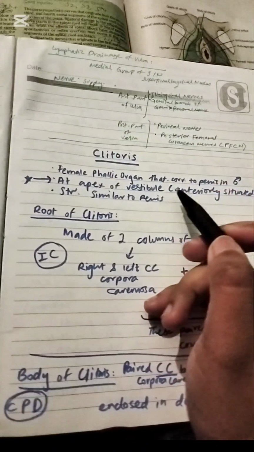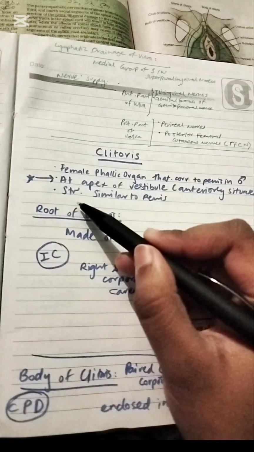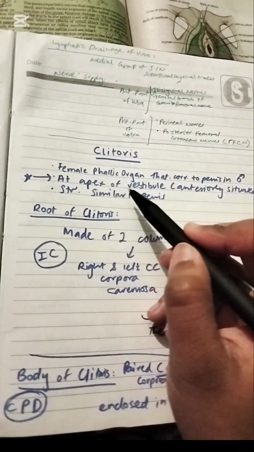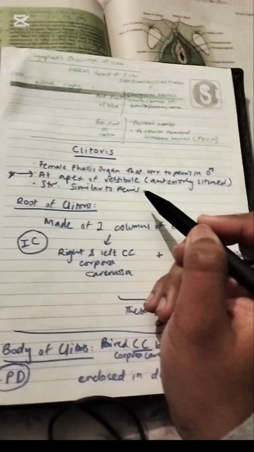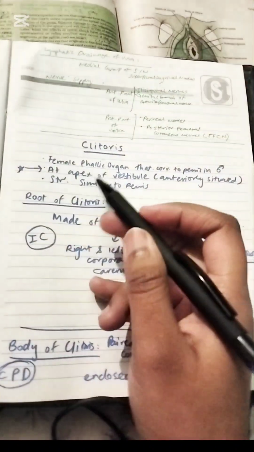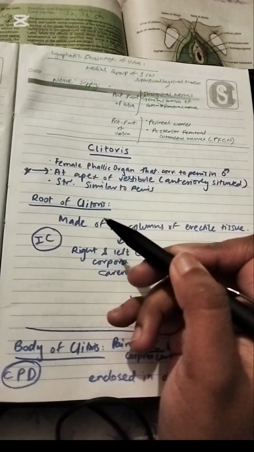Clitoris is a female phallic organ that corresponds to the penis in males, and its structure is similar to the penis. So at the apex of the clitoris, we have the vestibule, which is anteriorly situated. Now let's talk about the root of the clitoris. So we are going to have a root and a body.